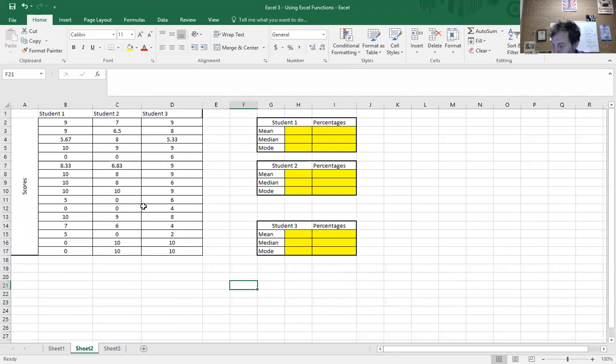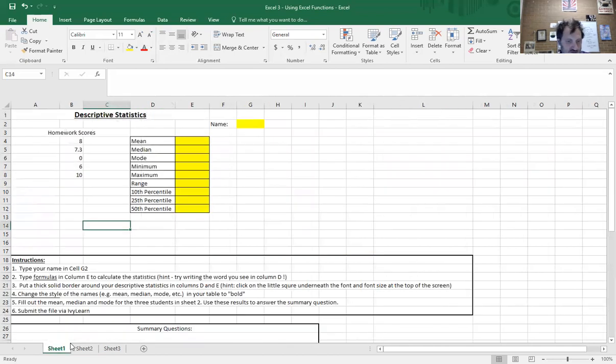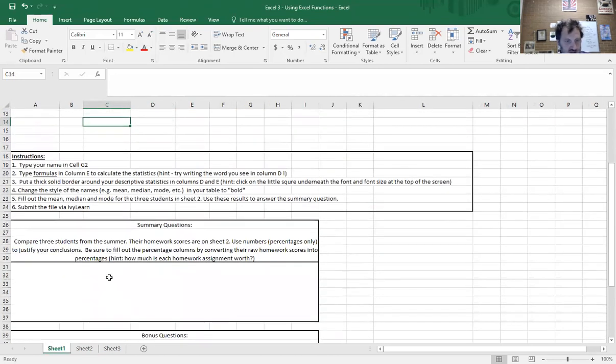Now part 2 is an extension of part 1 where I'm just wanting to focus on different averages, mean, median, mode. So we can find the mean, median, mode for all of these students. Shouldn't take you too long. Get you some good practice with using the formulas. And once you have those numbers, then I want you to turn them into percentages, and that is going to serve you in your summary question here.